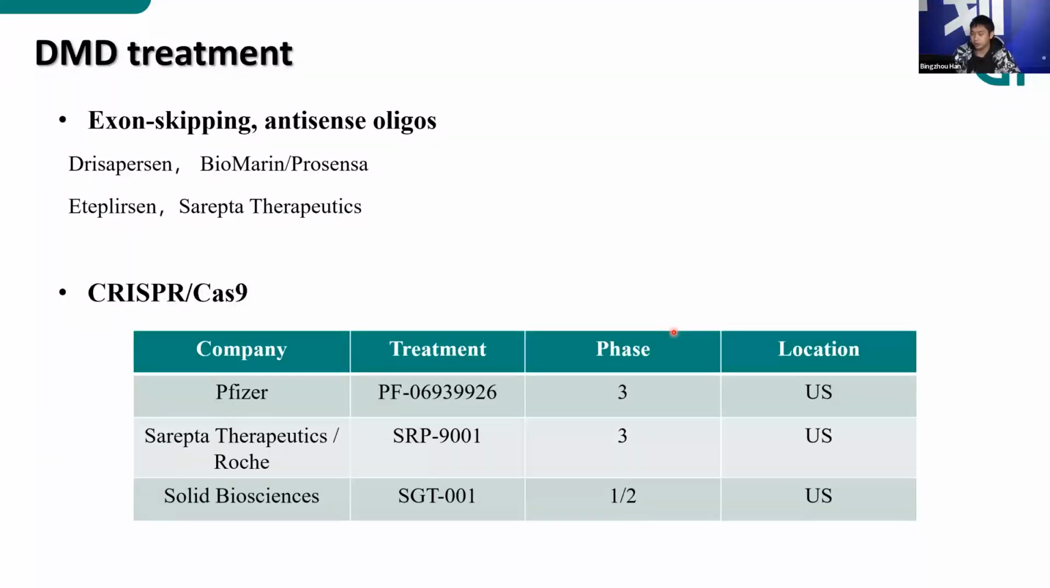So currently, DMD treatment is generally done by gene therapy-based methods. For example, we can use exon-skipping methods with antisense oligos, like in BioMarin or Sarepta Therapeutics, using RNA interference or morpholinos to do this. And in recent years, some pharmatech companies have developed Cas9-based gene therapies, like Pfizer and Solid Biosciences, and their treatments have already gone into phase one or two. We hope that these therapies could save the patients suffering from DMD.